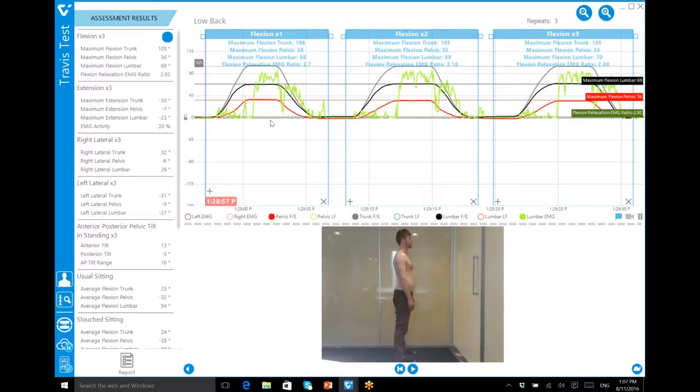This is important, and it's represented in the flexion relaxation EMG ratio. So you can see here this patient has a ratio of 2.92, which is very high. You're actually aiming for a ratio of 0. And I think most of you who've done a number of low back assessments, if you've used EMG, this would be quite an unusual finding and something that you don't see a lot.